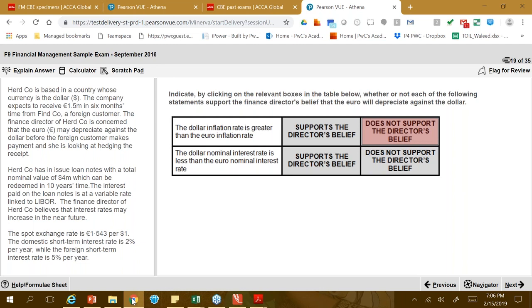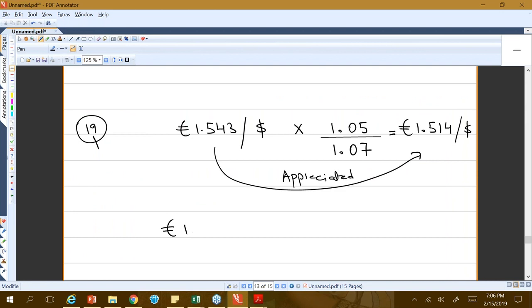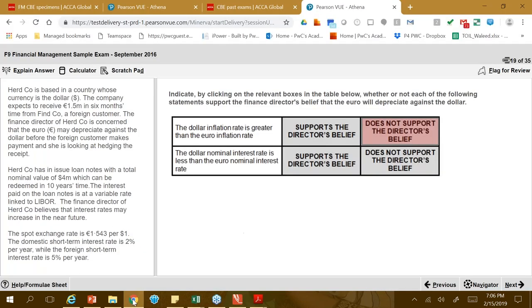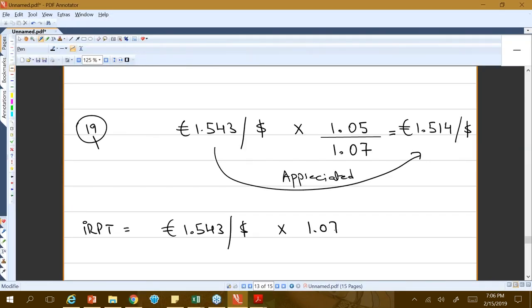Second, the dollar nominal interest rate is less than the euro nominal interest rate. Let's put the numbers here as well. So now if we do the same numbers, but let's say we're talking about the interest rate parity, IRPT, imagine that the dollar interest rate is less than the euro interest rate. So 1.07, the euro interest rate is higher, 1.05, the dollar interest rate is lower, and let's see what happens here to the euro.